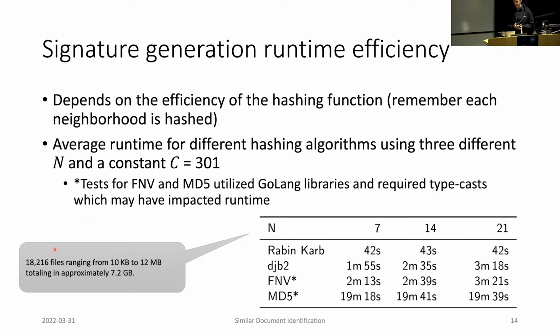This was a data set of about 7.2 gigabytes, and we needed about 40 seconds to generate the signatures out of the 18,000 files. The 7.2 gigabytes is not exact, which is why the star is marked here. For MD5 and FNV, I didn't want to implement them on my own, so I used libraries. We had some casting to do, so this might have slowed things down a little bit. If you implement it natively, you might get a little bit faster.